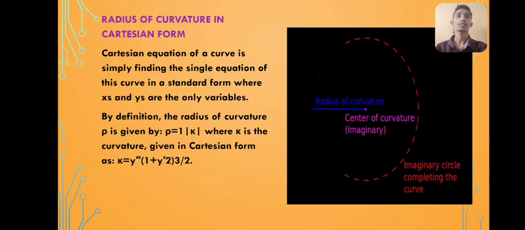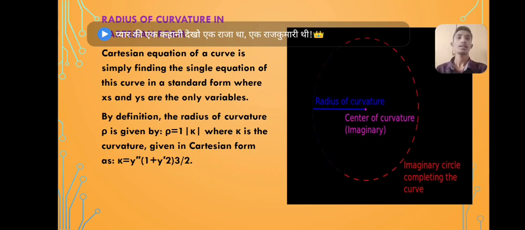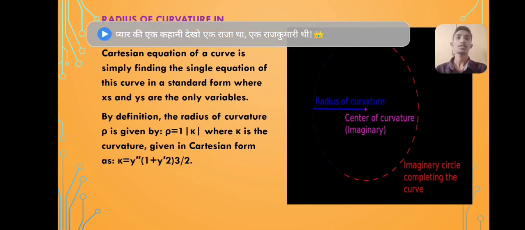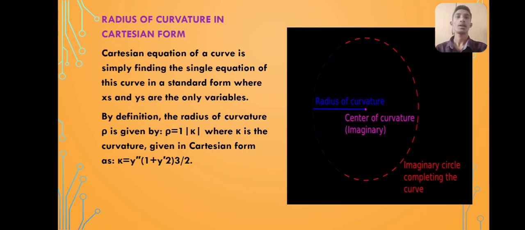Moving on to radius of curvature in Cartesian form. Cartesian equation of a curve is simply finding the single equation of this curve in a standard form where x's and y's are the only variables. By definition, the radius of curvature rho is given by rho is equal to 1 by modulus of k, where k is the curvature given in Cartesian form as k is equal to y double dash over (1 plus y dash squared) to the power 3 by 2.